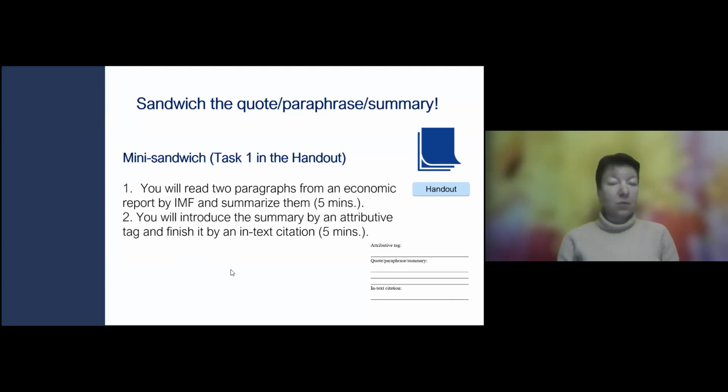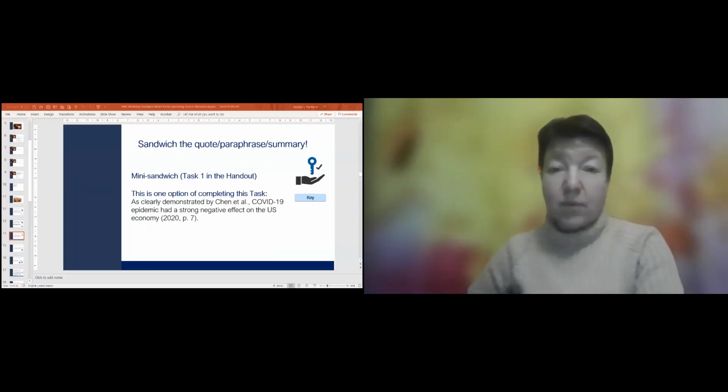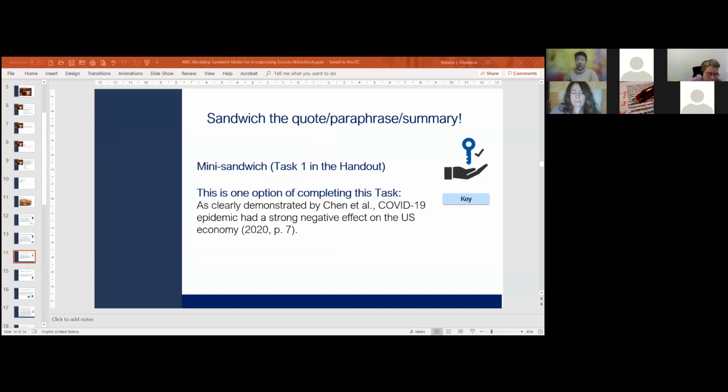So again, you will read those paragraphs from the handout, and you will just put the attributive tag in the beginning and the citation in the end. Citation is just the last name of the authors, year, and page. Page, I think, is there. It's page number 7. Okay. This is one example of what this mini sandwich can look like. As clearly demonstrated by Chan et al., right? This is the attributive tag.